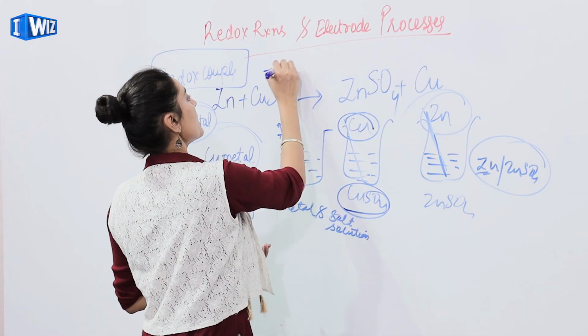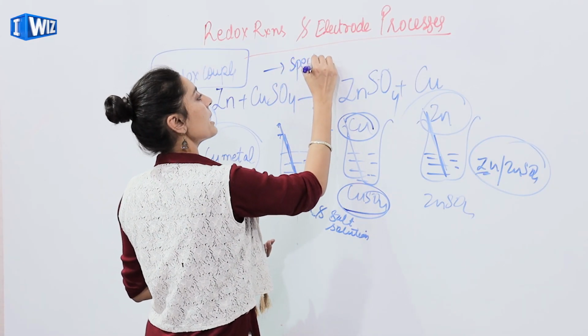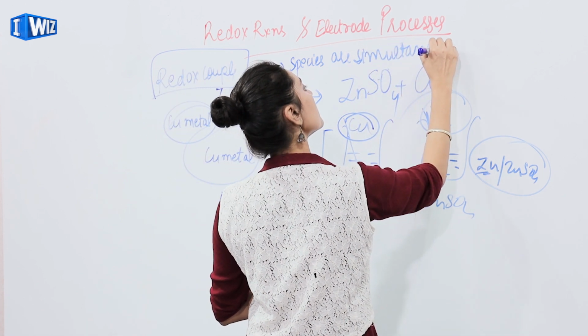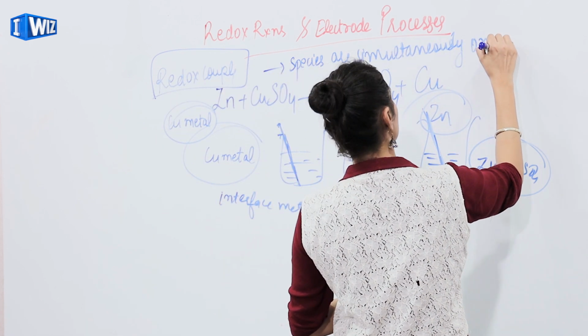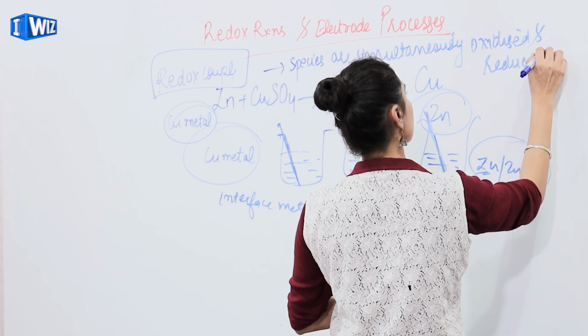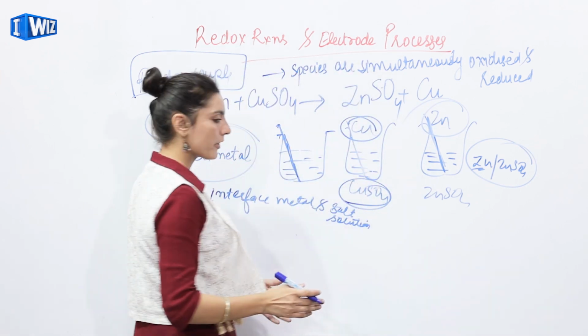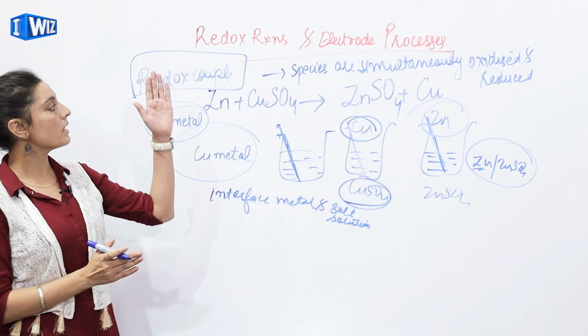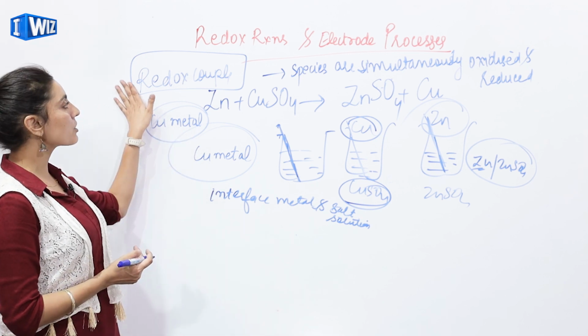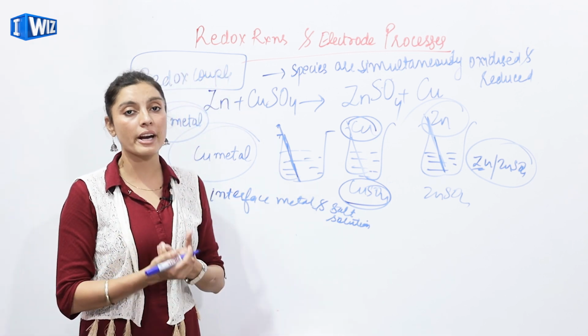Redox couple means these species are simultaneously oxidized and reduced in the given half reactions, in the oxidation half reaction and the reduction half reaction. These species are getting oxidized and reduced. Hence, they lead to the formation of the couple which we call the redox couple.